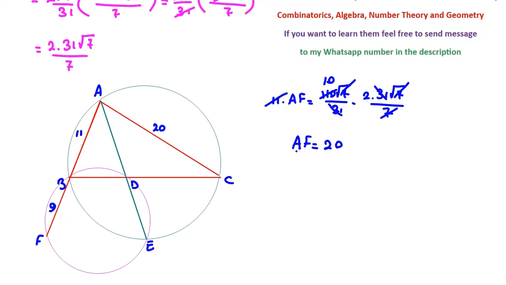So now that we found AF, you can use cosine law in triangle AFC. But before that, you should find cosine A from triangle ABC. We know BC is what? 24. By using A, B, C, you can find cosine A, then you can use cosine A in AFC to find CF squared and then CF. So try to find CF first on your own.